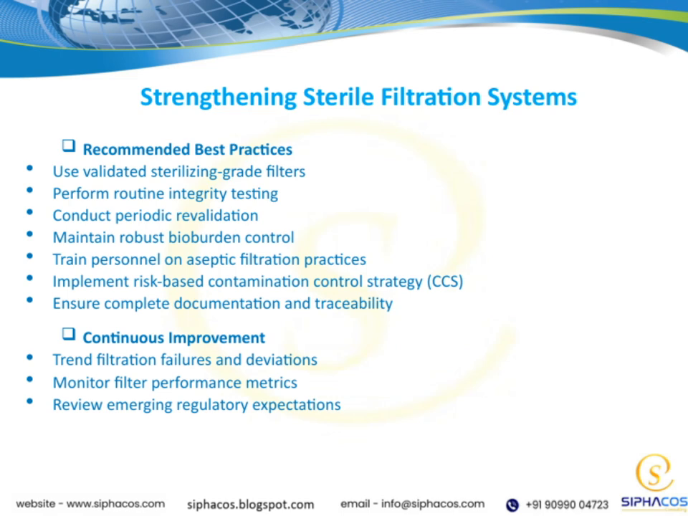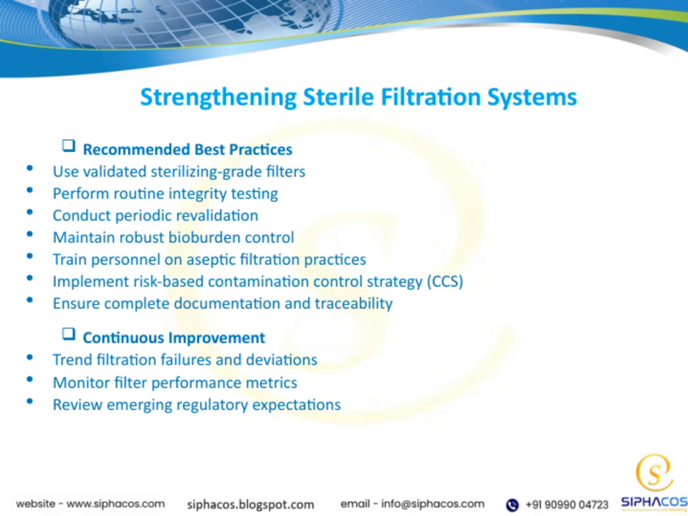Maintaining robust bioburden control is critical to prevent contamination from the start. Training personnel thoroughly on aseptic filtration practices is also vital. People are often our first line of defense against contamination. Implementing a risk-based contamination control strategy, or CCS, allows us to focus our efforts where they're most needed, making our processes more efficient and safer. And of course, ensuring complete documentation and traceability is fundamental. This way, we can track every step, verify compliance, and facilitate investigations if any issues arise.